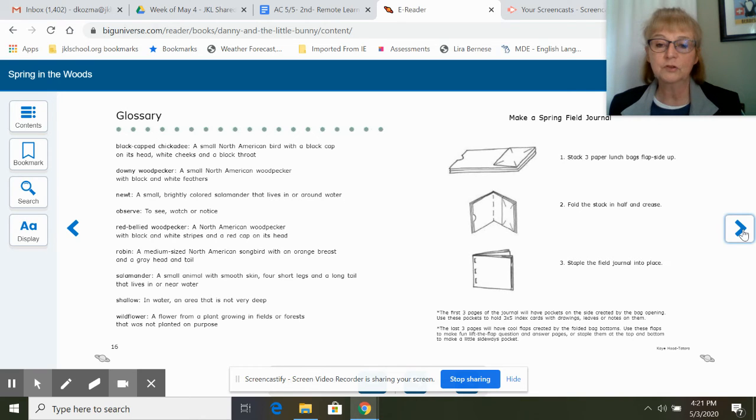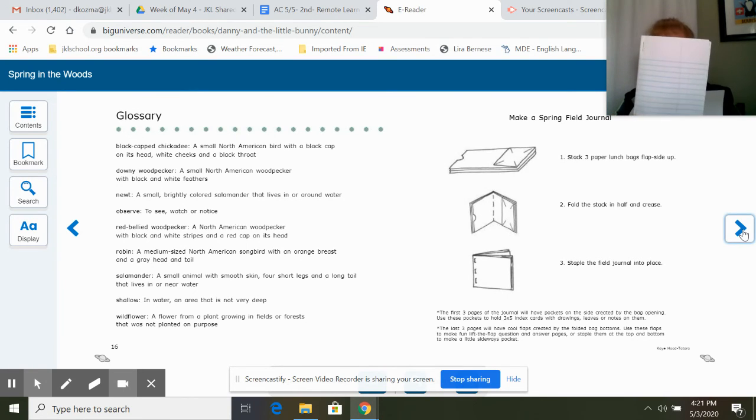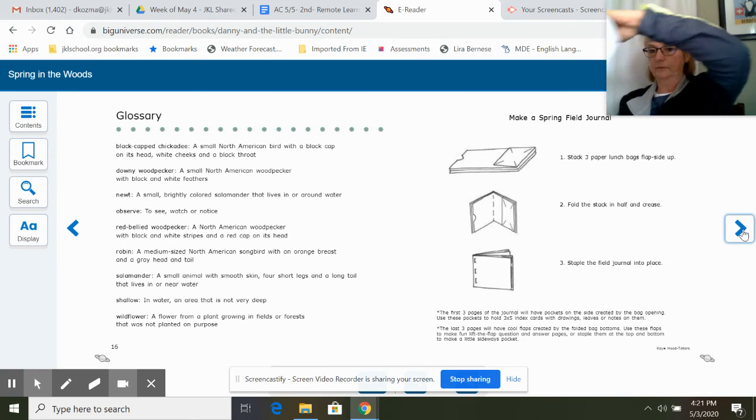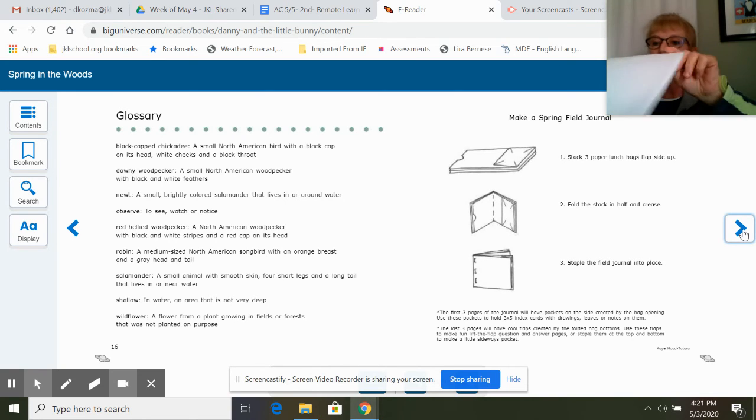Now, if you have lunch sacks at home, this is one way that you can make your journal. If you don't have a lunch sack, you can use any kinds of paper. You can use plain white paper, or you can use lined paper, but basically fold it in half once. Get it all folded in half. And then after you fold it, here's my crease. Fold it in half again along that crease.